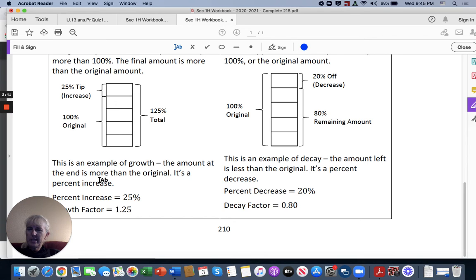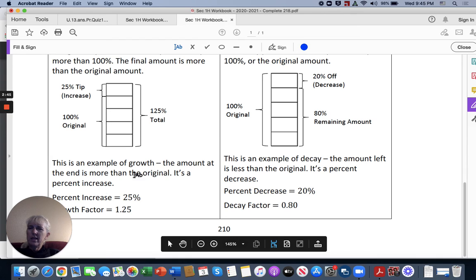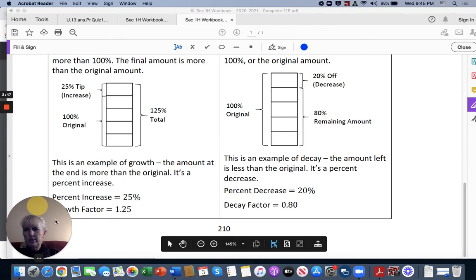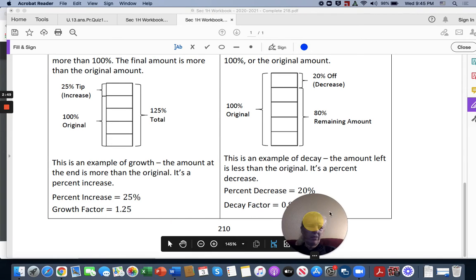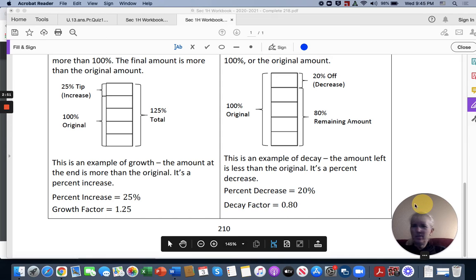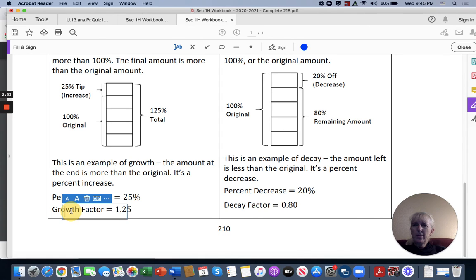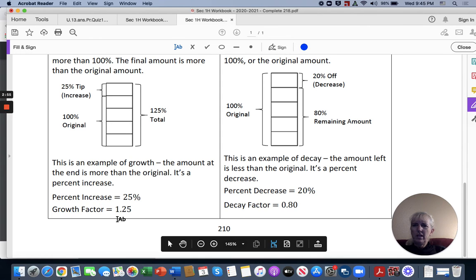It's percent increase. So for this, the percent increase is 25%, and the growth factor, which I don't know if I can move myself. I didn't know if I could do that. Now I just learned something. That's cool. So anyway, the growth factor over here is 1.25, okay?